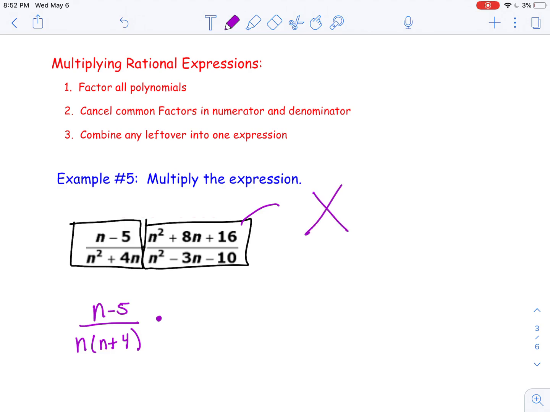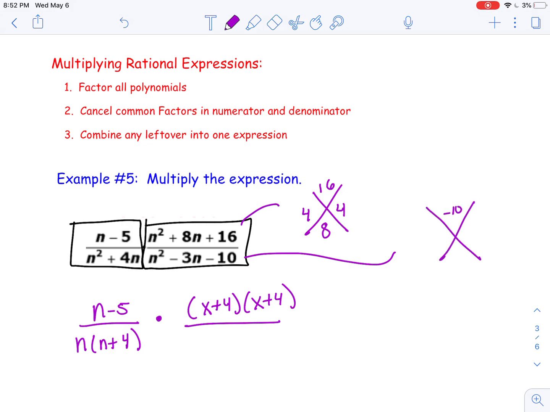Times, I can factor this. I need to think what multiplies to 16, adds to 8. That's going to be a positive 4 and a positive 4. So I'm going to have (x plus 4)(x plus 4). On the bottom, I need to think what multiplies to negative 10, adds to negative 3. That's going to be negative 5 and a positive 2. Negative 5 times 2 is negative 10. Negative 5 plus 2 is negative 3. So I'm going to get (x minus 5)(x plus 2).